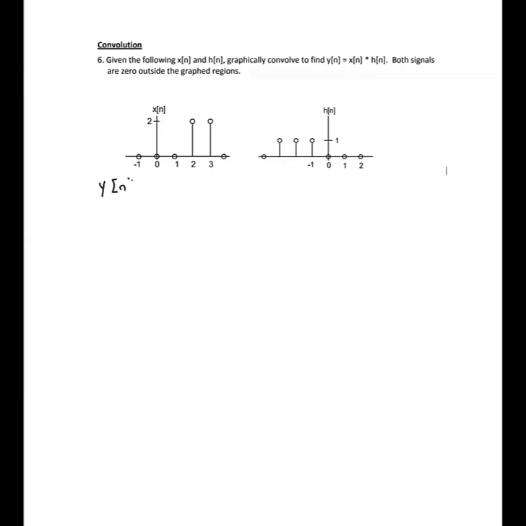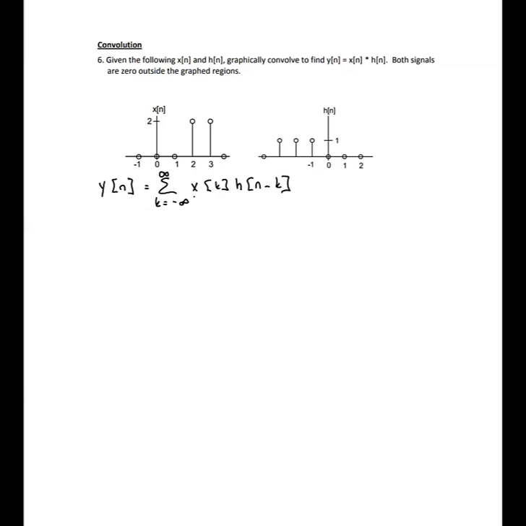To do it mathematically, we evaluate this summation over all k of x of k h of n minus k. And we have to do this entire summation for every value of n in y. So for n equals 0, we do the summation. For n equals 1, we do the summation, and so on. You can do it mathematically, or we can do it graphically. The question asks us to do it graphically.